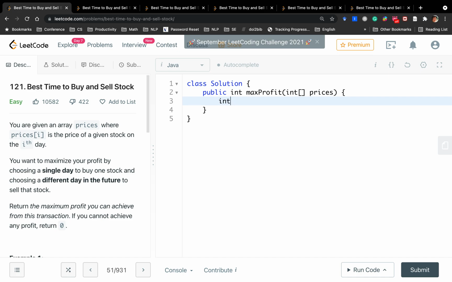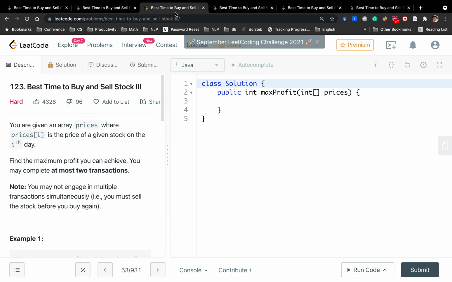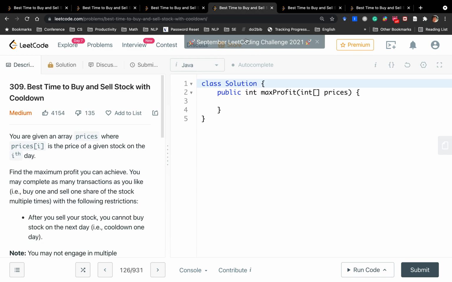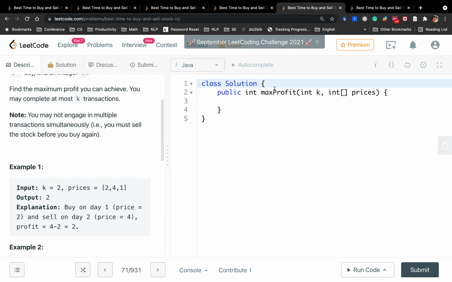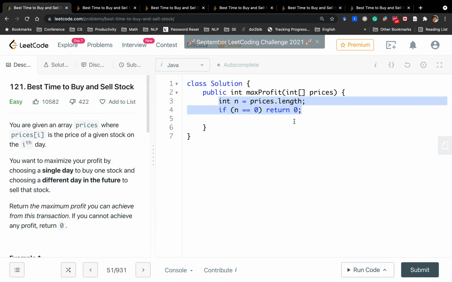It's just simple. So we first get n equal to prices.length. If n equals 0, we just return 0. Actually, I would like to copy-paste this line for each question, because for every question we should do such a check. So I just copy-paste. Okay, return back to this question.